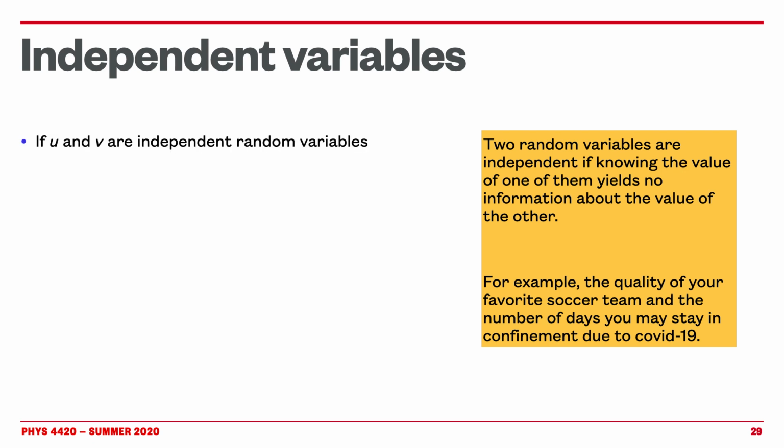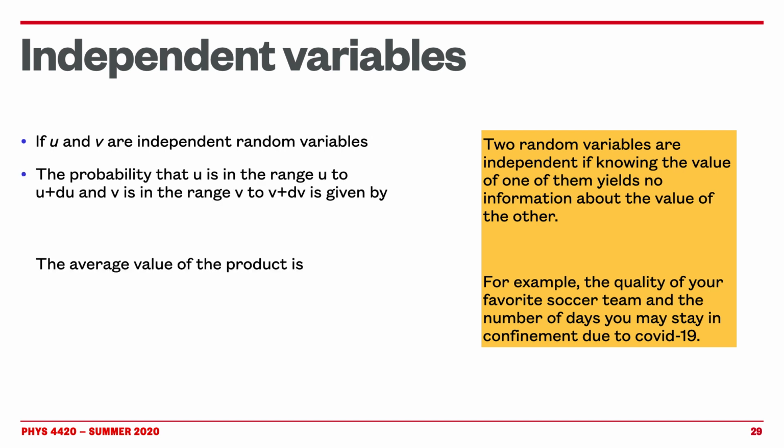Suppose you have U and V, they are both independent variables, and we are going to use continuous variables. So we are talking about the probability that U is in the range U plus dU, and the probability that V is in the range V plus dV. Of course, it's given by the product of probabilities, right? When we put probabilities together, we do the product, okay?